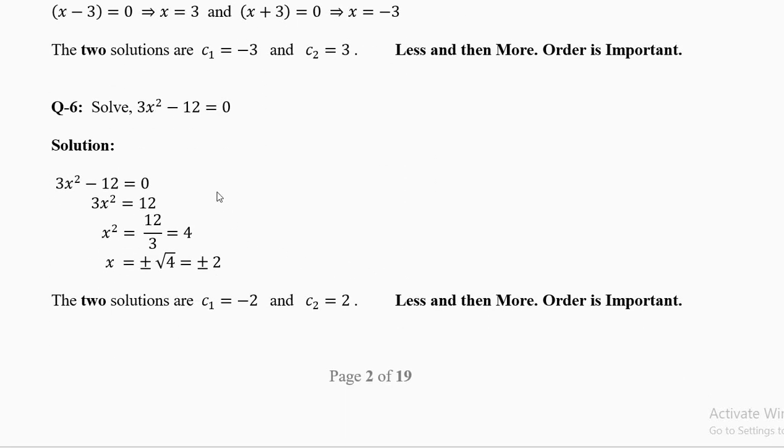The last example for solving the equations is 3x² − 12 = 0. Now we'll not take 3 common, though you can take 3 common and do it. We'll take the −12 to the right. We'll get 3x² = 12. x² = 12/3, which is equal to 4. Take the square root on both the sides. x = ±√4.